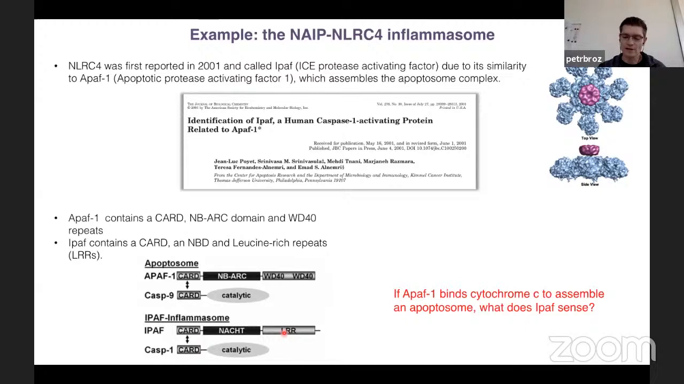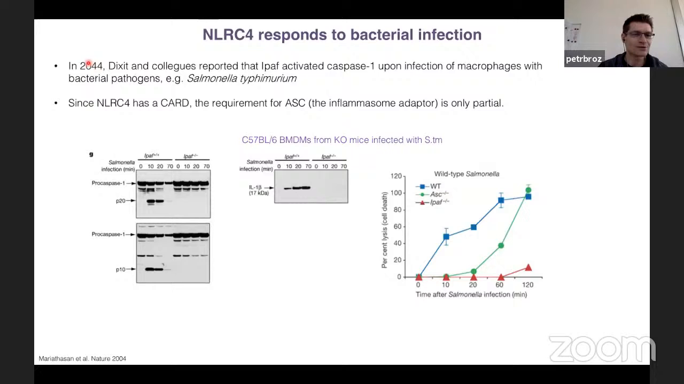So that was 2001, and a couple of years later, in 2004, Vishva Dixit's lab reported in a paper in Nature that IPAF activates caspase-1 upon the infection of macrophages, for example, with bacterial pathogens. So they used, in this case, Salmonella typhimurium, which we will encounter a lot today.